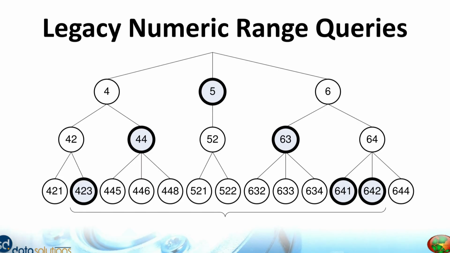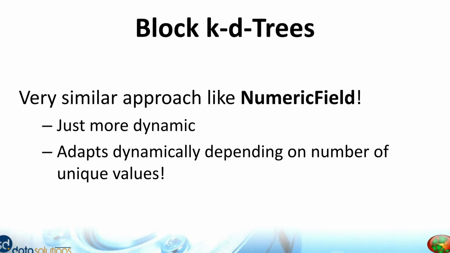And the new numeric fields, the point values, are using a very, very similar structure, at least for the one-dimensional case, which are block KD trees. Basically, for the one-dimensional case, it's almost the same as I have explained before. The only difference is that you don't have to give a precision step, because by using this new data structure, it can adapt automatically.